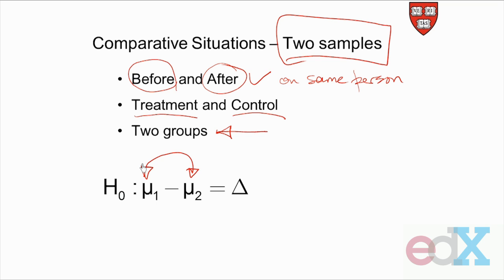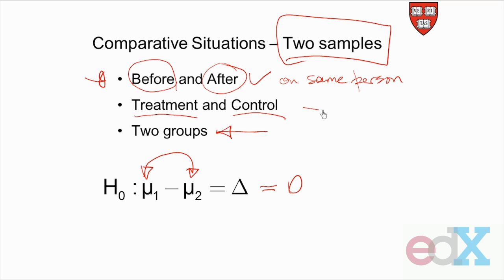Look at the difference between the two means and call that delta. And we're going to hypothesize something about delta. Now, the most common hypothesis is that delta is equal to 0. So the most common is that there's no effect. So the diet, for example, has had no effect.